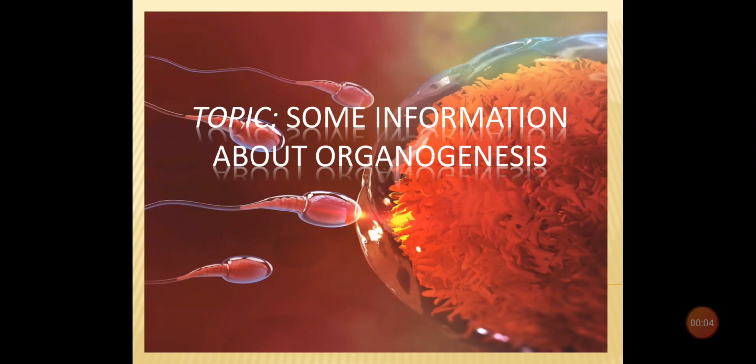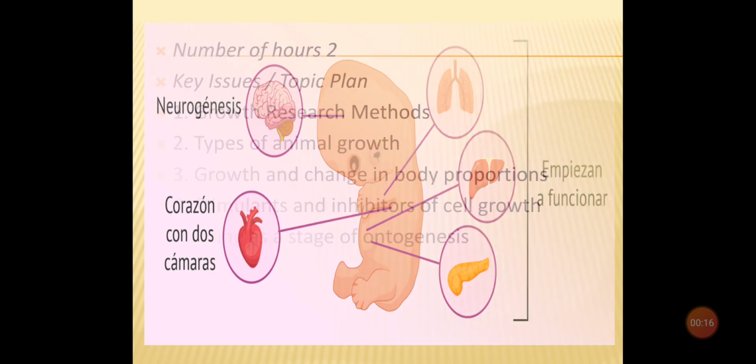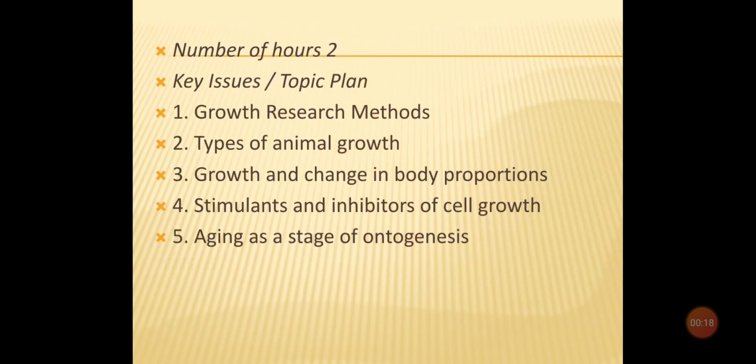Some information about organogenesis. Key issues. Topic plan. First, growth research methods. Second, types of animal growth. Third, growth and change in body proportion. Fourth, stimulants and inhibitors of cell growth. Fifth, aging as a stage of ontogenesis.